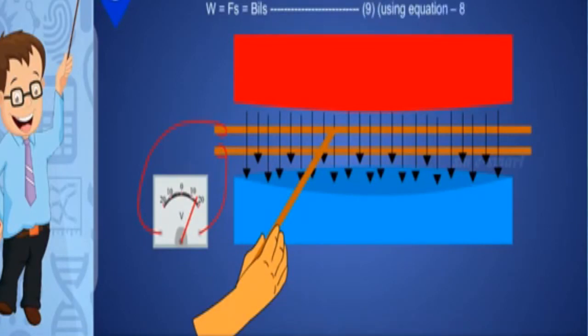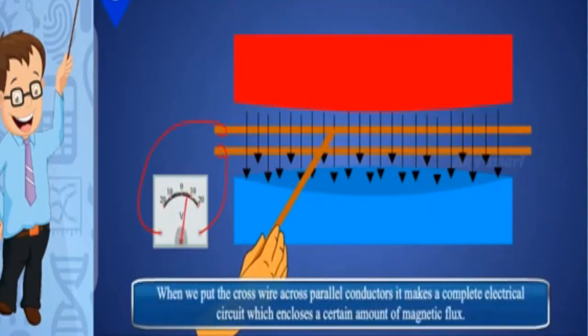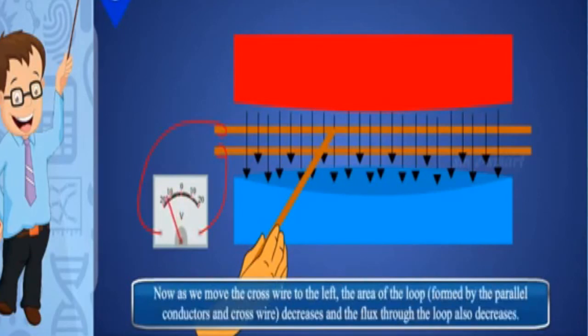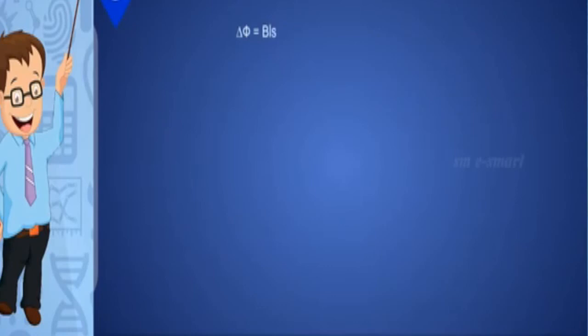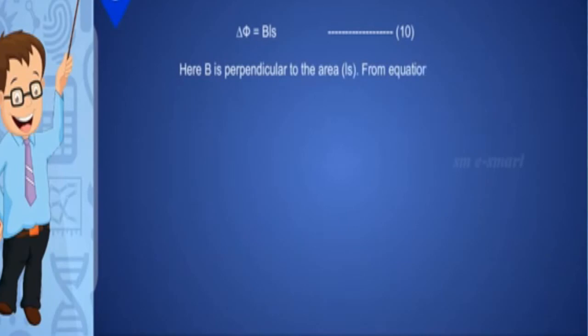When we put the cross wire across parallel conductors, it makes a complete electrical circuit which encloses a certain amount of magnetic flux. Now, as we move the cross wire to the left, the area of the loop formed by the parallel conductors and cross wire decreases. The flux through the loop also decreases. The decrease in flux is given by delta phi equals Bls. Let this be equation 10. Here, B is perpendicular to the area, ls. From equations 9 and 10, W equals delta phi into I.